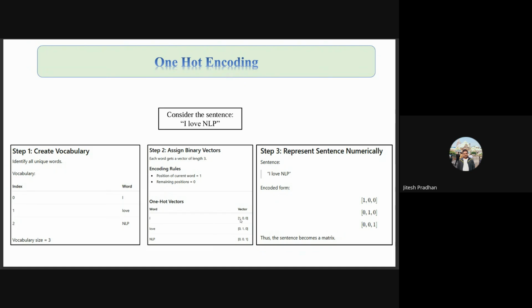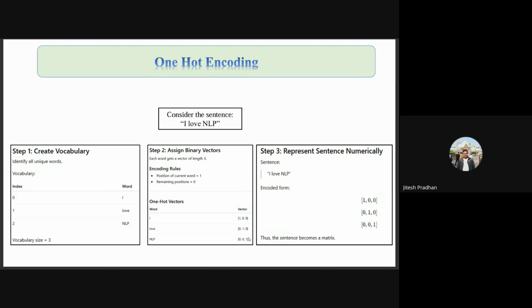So this 1 basically represents its index number. In this case, its index number is 0. It was the first position, so it has been 100. Love was in the second position. In this case the index is 1, because the index starts from 0, but the position is second in the vocabulary or dictionary. So we have written 010. NLP was the second index and third position, so we have written 001.